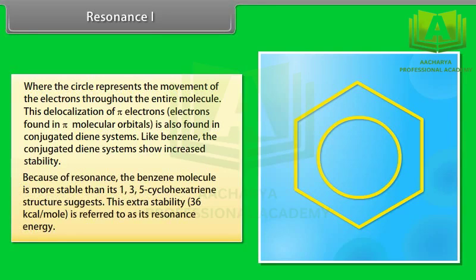Because of resonance, the benzene molecule is more stable than its 1,3,5-cyclohexatriene structure suggests. This extra stability, 36 kilocalories per mole, is referred to as its resonance energy.